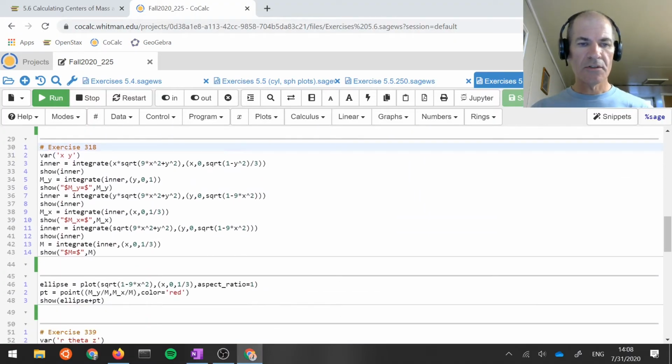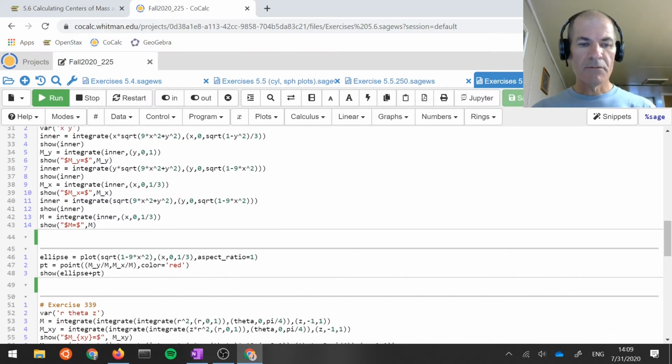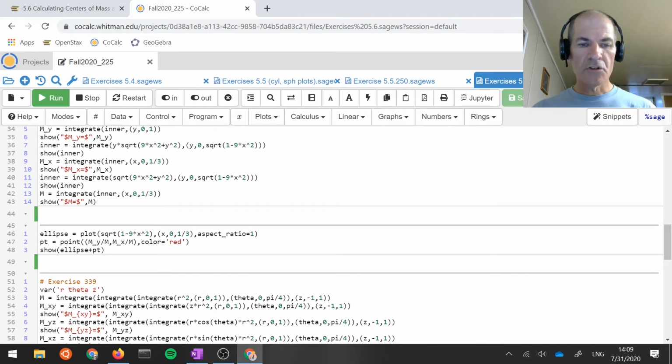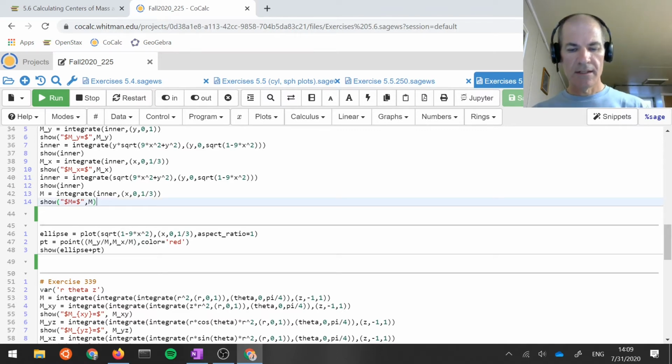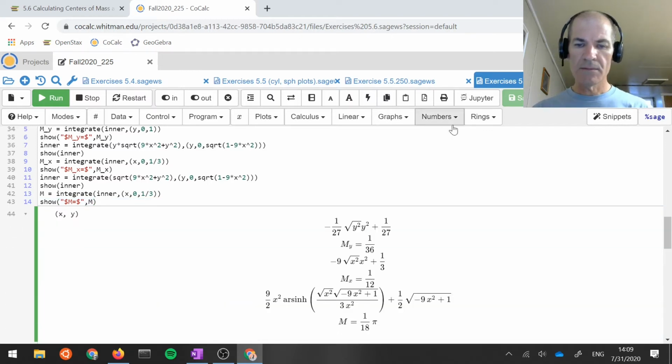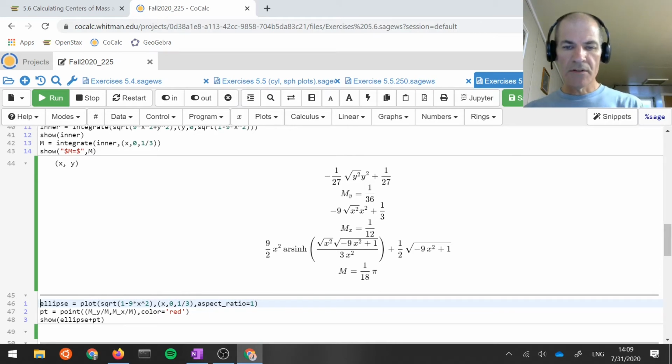So this takes me down to exercise 318. So computing m sub y, we're integrating our integrand x times the square root of blah blah blah, the density, and we're integrating with respect to x first and then with respect to y. For the moment around the x-axis, we have a factor of y in here, and then the density function, and then we're going to do dy first, and then we'll do dx. And then finally, for the mass, the inner integral is just the density function. Integrate with respect to y first, then with respect to x, and we'll show the mass. So let's execute all of those pieces. M sub y turns out to be 1/36.